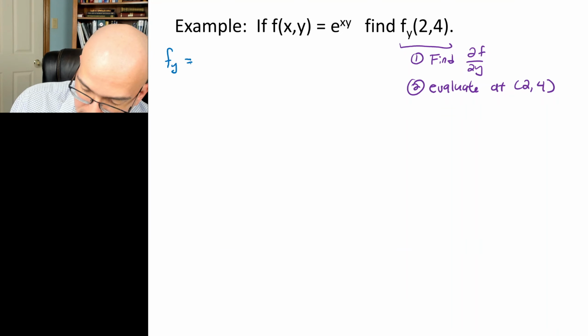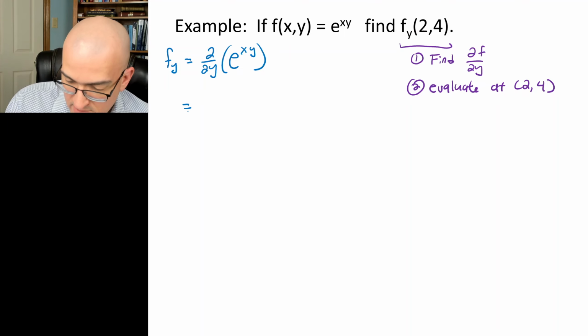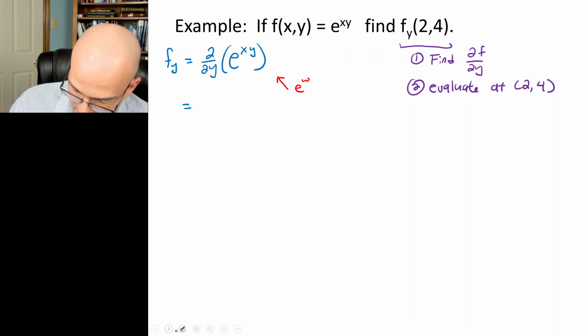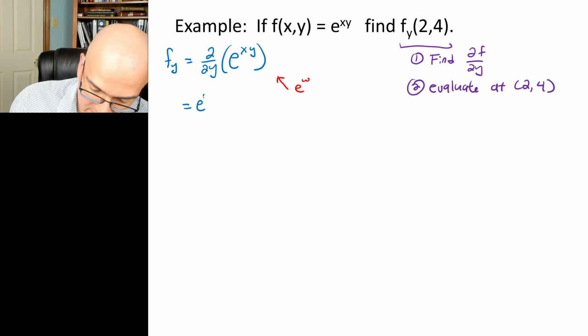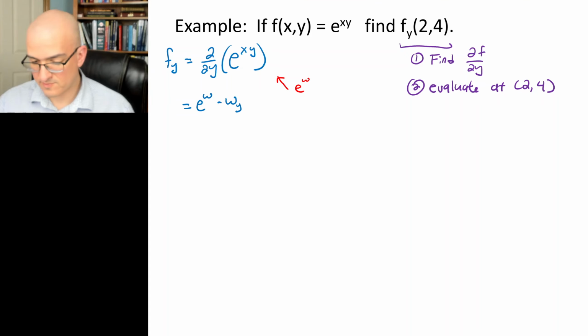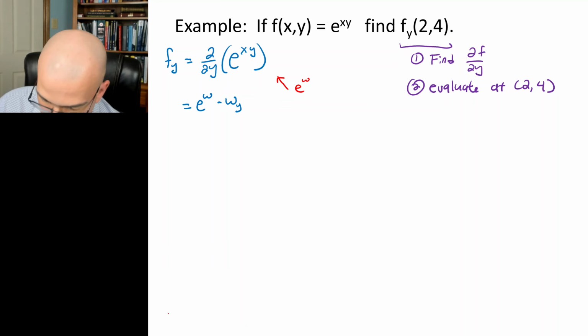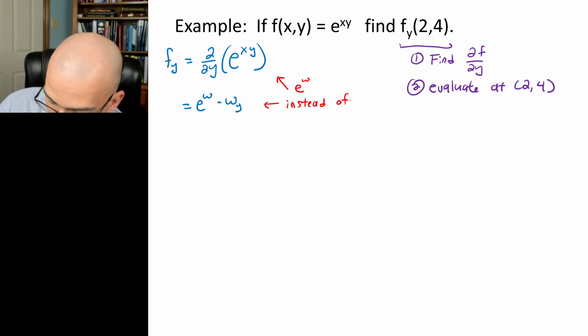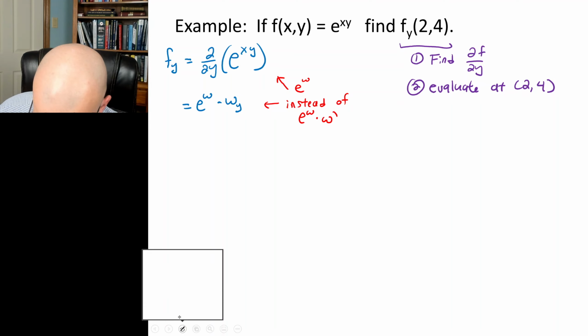F sub y is d/dy of e to the xy. We're taking the y derivative of e to the power of w. So our derivative is going to be e to the w, not multiplied by w prime, but multiplied by w sub y. I'll write that down. Instead of e to the w times w prime, it's e to the w multiplied by w sub y.